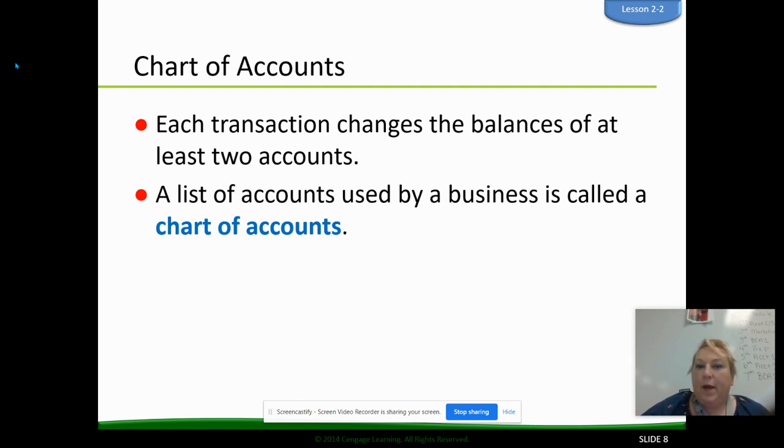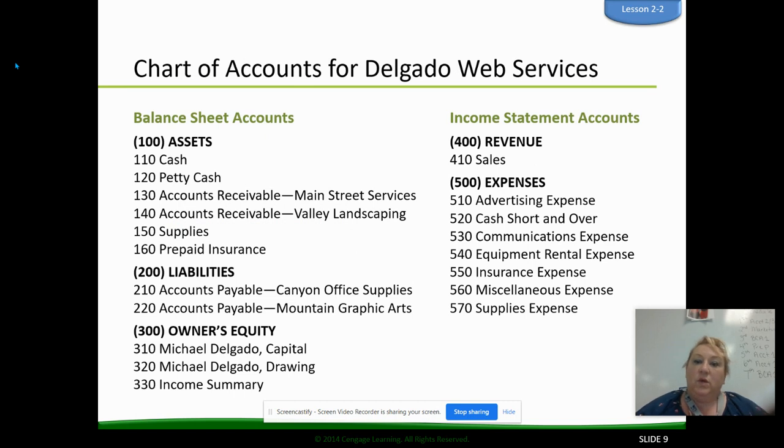But when we're in a sole proprietorship, we're going to start with some. We may have to add others at a different time, but at least we're going to start with our basics, what we think we're going to use. And that is what we're going to do with our chart of accounts. So it looks like this. This is the company that we're always going to use, Delgado Web Services.